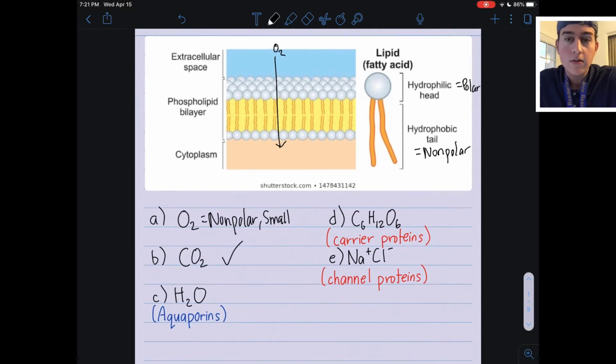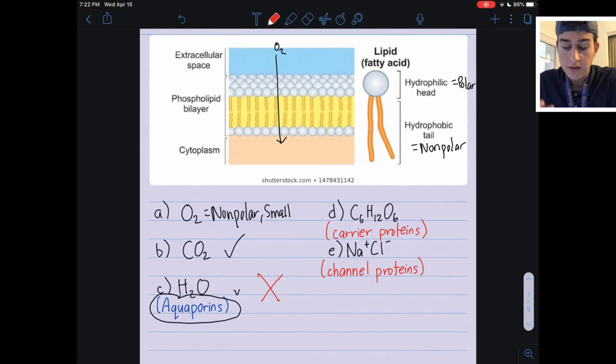H2O, is it small or big? Well, it is small, so it can technically pass through, but it will pass through very slowly. Therefore, it would need an embedded protein called aquaporins, allowing it to pass through. So yes, it can pass through. However, it's very slow, so it needs aquaporins. So this would kind of be like half a check mark. Realistically, we would want aquaporins, so in reality, it would be an X. It would need aquaporins to transfer a lot quicker.